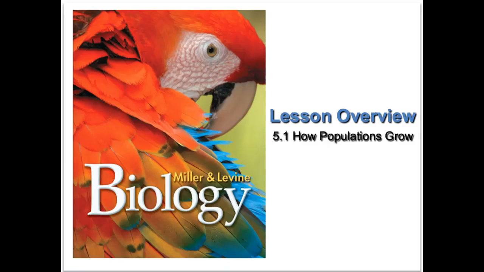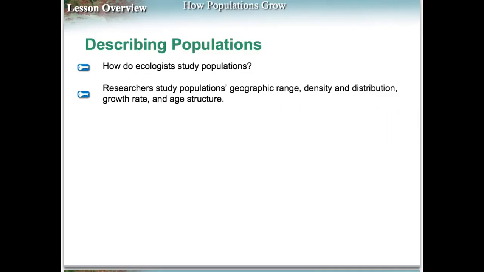In Chapter 5, Section 1, we are going to be discussing how populations grow. One of the main questions we're going to answer is, how do ecologists study patterns? Well, the way that they study patterns is by using a population's geographic range, their density and distribution, their growth rate, and their age structure.